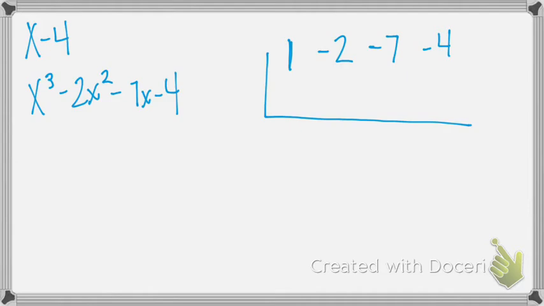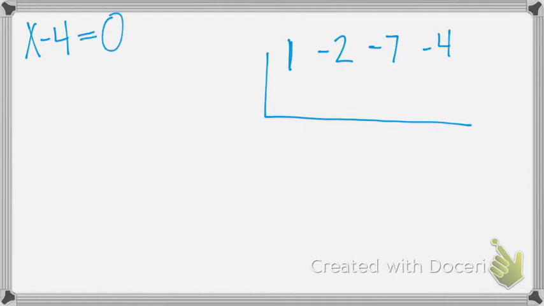On the outside, you have to find your solution from your factor. My factor is x minus 4. Okay? I want to find my solution, though. So what do I have to do? I have to set it equal to 0, and then I solve for what letter? What's the only letter it's got? X. So my solution is 4. 4 goes on the outside.